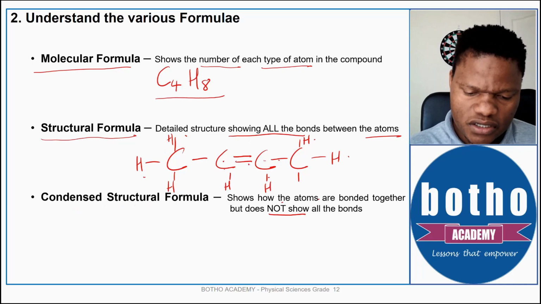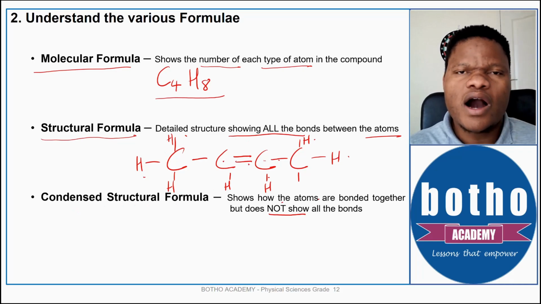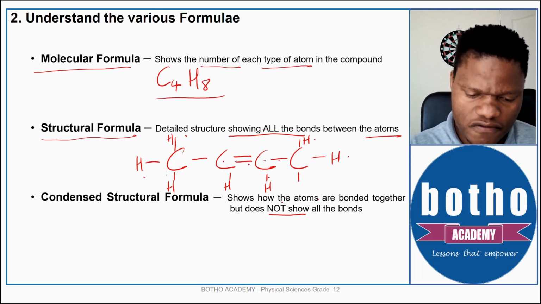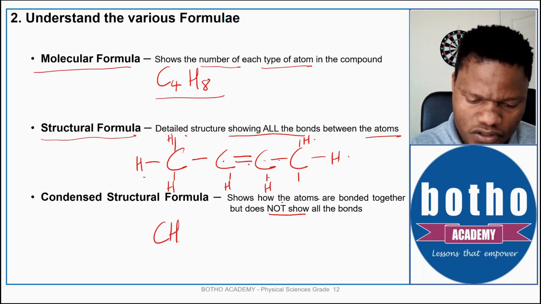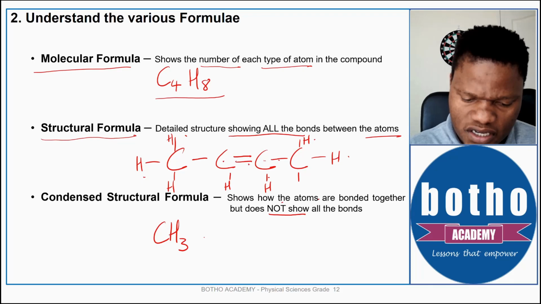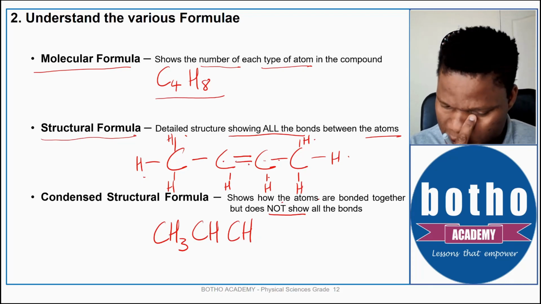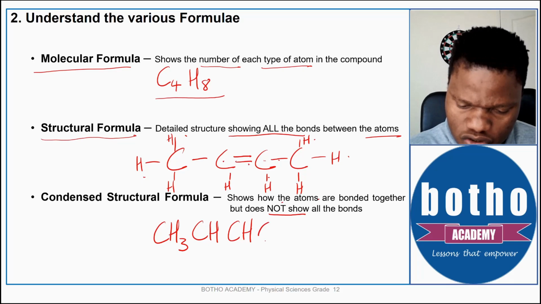But here, with regards to this one, how you draw a condensed structural formula based on the structures above, you would then check how many hydrogens are attached to the carbon, and that's what you write. You say, okay, the first carbon is attached to 3 hydrogens, and the second carbon is attached to just 1 hydrogen. The third carbon is also attached to just 1 hydrogen, and the last carbon is attached to 3 hydrogens.